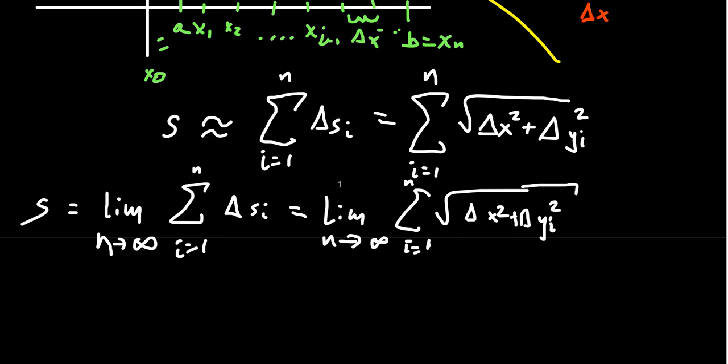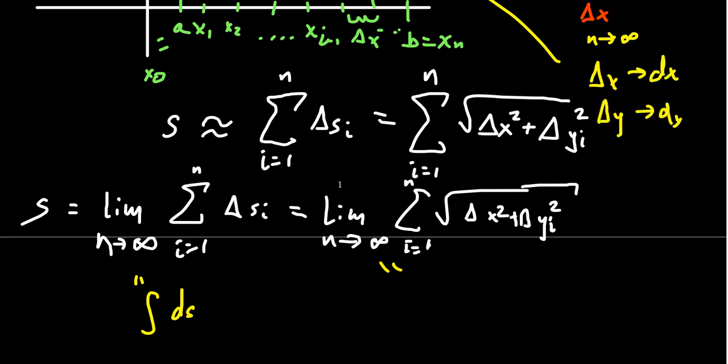Now, taking the limit of these deltas, the sums can be written as integrals. For the first one, the limit as n goes to infinity of the sum of delta s_i would be the same thing as the integral of ds. It has some specified bounds, but I'm not going to worry about what those are right here. We're using the fact that as n goes to infinity, delta x approaches dx, delta y approaches dy, and delta s approaches ds.